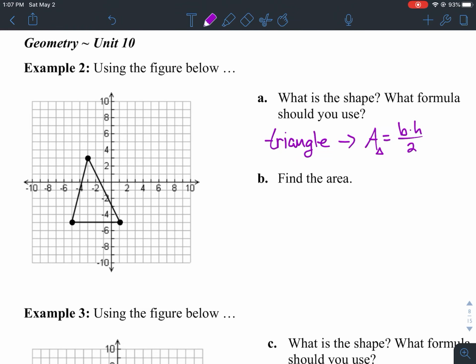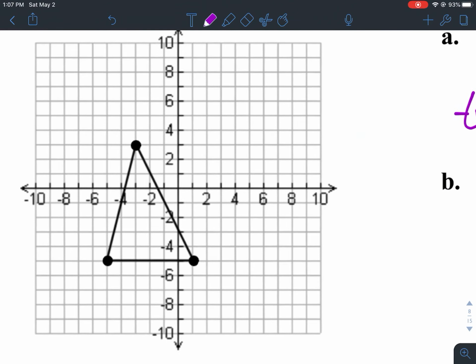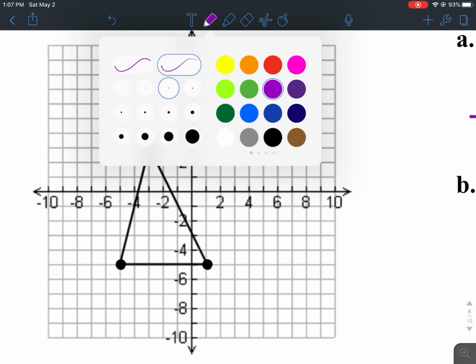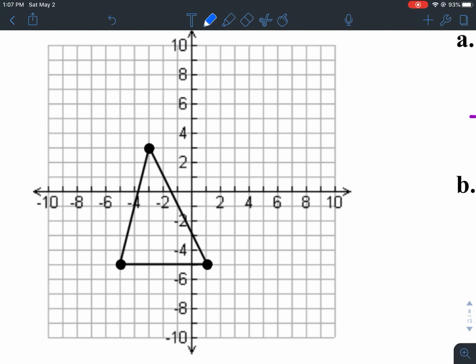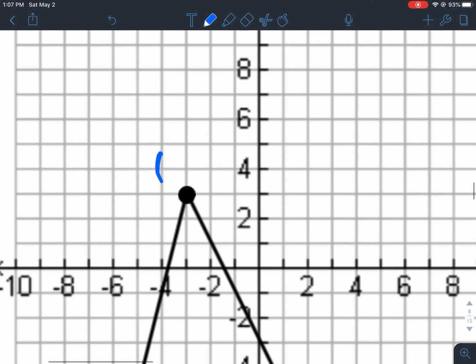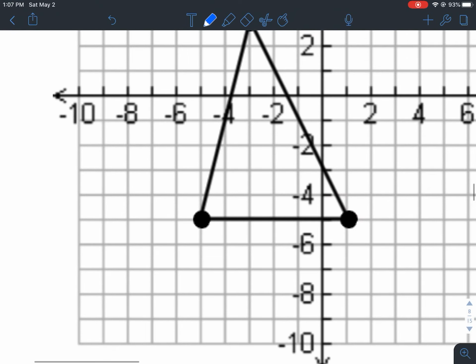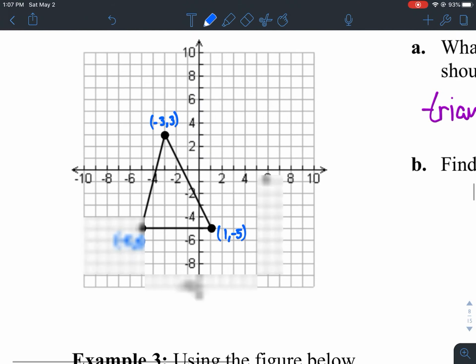So let's take a look and identify the base and the height for this. If you take a close look, you have a triangle here. Let's just figure out the ordered pairs, just because we want to make sure we know what those are. We got -3, 3 for that top point. Bottom left point is -5, 5. Bottom right point is 1, -5.